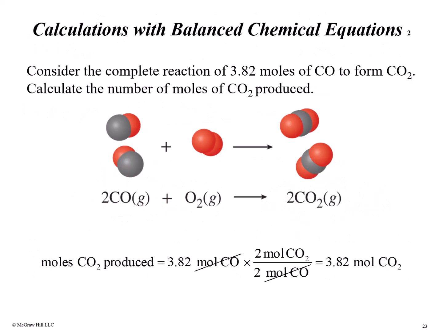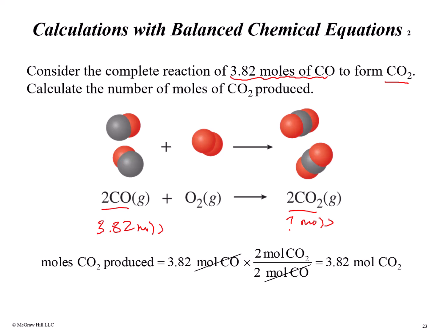So here's how it works. They say consider the complete reaction of 3.82 moles of carbon monoxide to form CO2. So we're looking at this and this. How many moles of carbon dioxide would be produced? If I have 3.82 moles of carbon monoxide, how many moles of this will be produced?